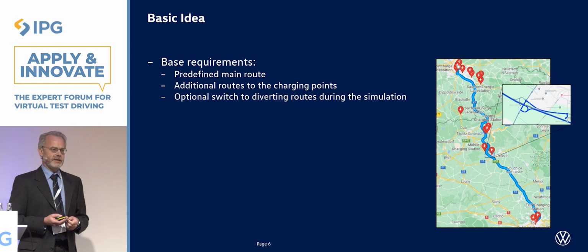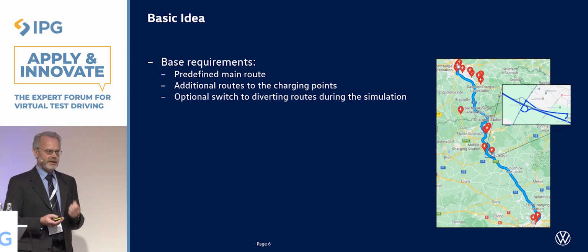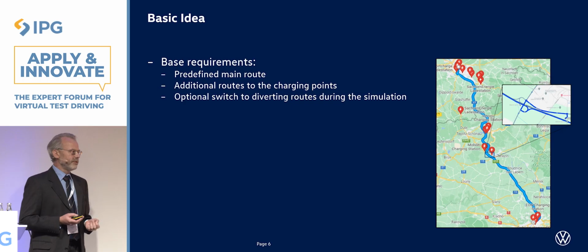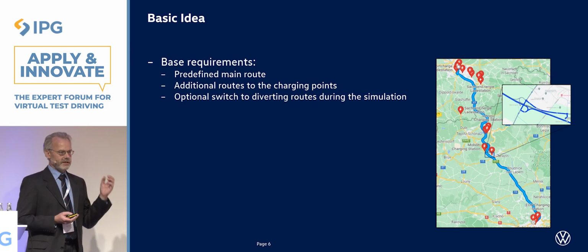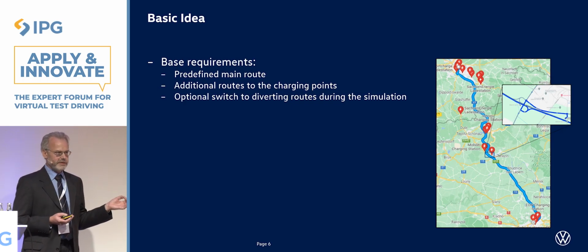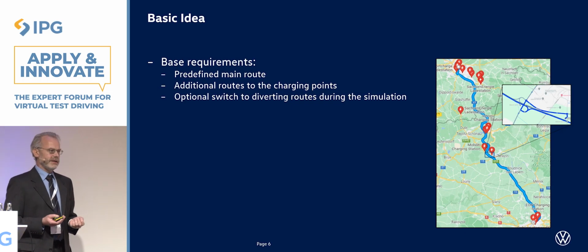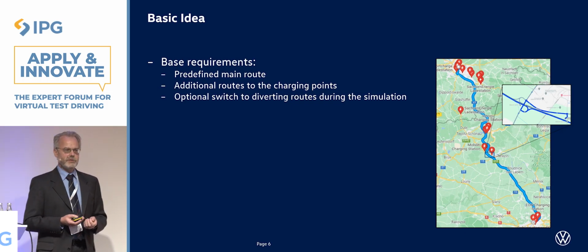In the vicinity of this route, you will have a number of charging points. Not all charging points in the whole region, but only a number that are of interest. And you have then to be able to define routes that are leading from your main route that you want to drive to these charging points and back in a similar way like your navigational system would suggest.